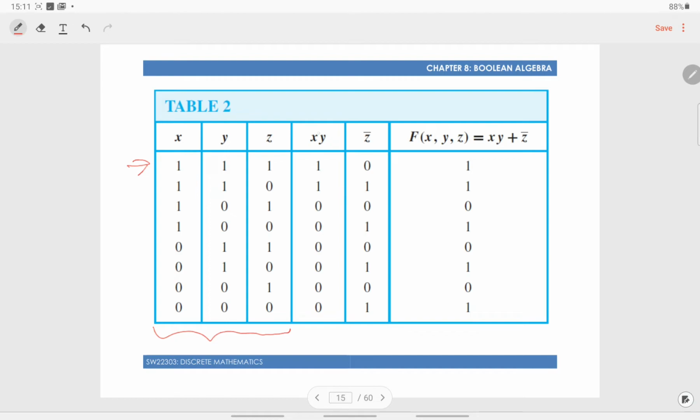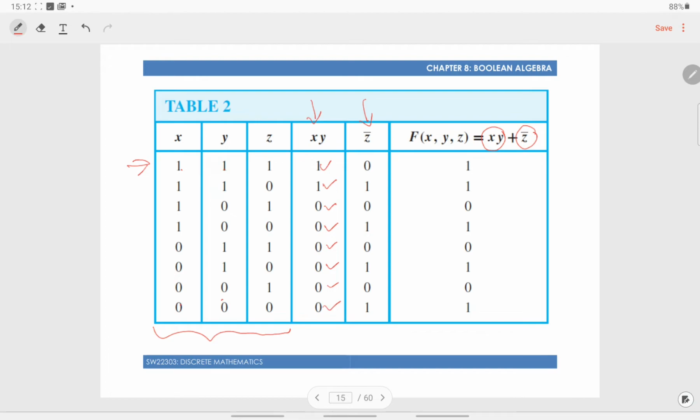For example, we start with this column. We start one by one. Because in the function we have x times y and also z complement, so we need to have these columns as well. We have x times y, also we have z complement. So we start with x times y: 1 times 1 equal to 1, 1 times 1 equal to 1, 1 times 0 equal to 0, 1 times 0 equal to 0, 0 times 1 equal to 0, 0 times 1 also equal to 0, 0 times 0 equal to 0, 0 times 0 equal to 0.